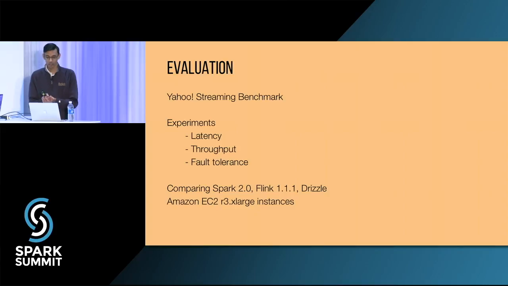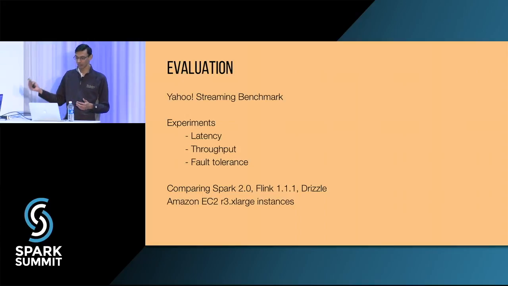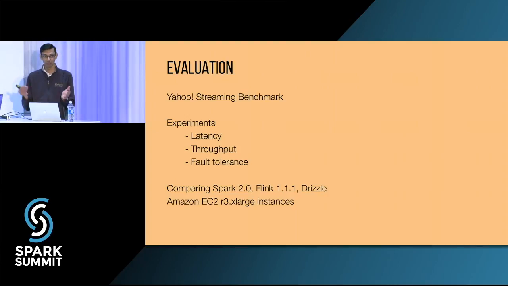So quickly, I'm going to walk you through some of the evaluation. Jan in the keynote introduced the Yahoo streaming benchmark that we ran to evaluate a number of characteristics of Drizzle. Specifically, we evaluated the latency that we can get while we're doing streaming, and also the throughput and the fault tolerance properties. In this set of experiments, I'm going to compare Spark 2.0 with Flink 1.1.1 and Drizzle. And these were run on Amazon EC2 R3.xlarge instances.